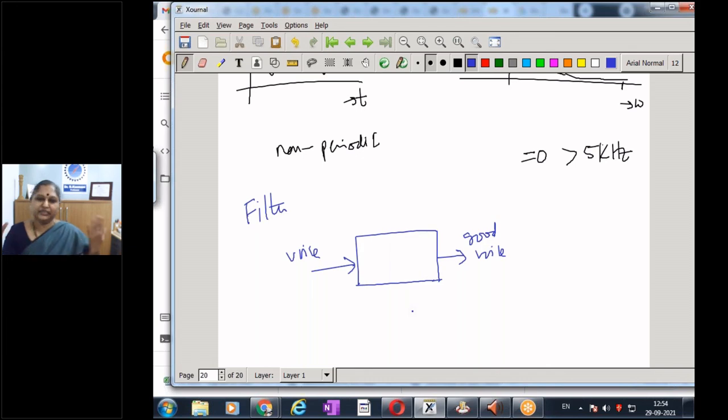I want my voice. There's a lot of background noise when we record the voice, and I want my output to come out clear. So if I want to remove all high frequency noise, should I pass it through a low pass filter or a high pass filter? Through a low pass filter. Very good. What should be the cutoff frequency of the filter?